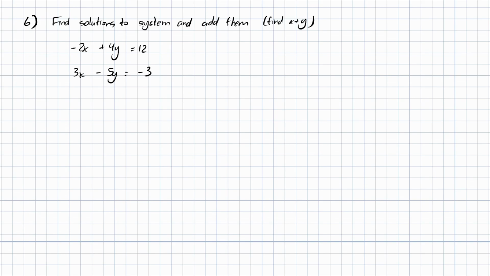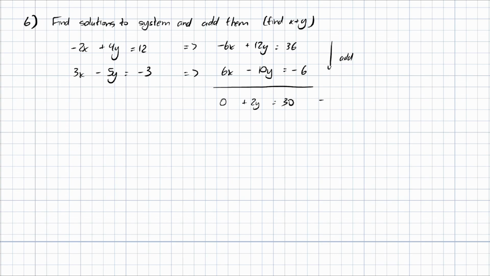Okay. So I want to eliminate one of these variables, right? Let's go for taking out x. So I am going to multiply this by 3, get negative 6x plus 12y equals 36. This would be positive 6x minus 10y equals negative 6. Okay. Now I will add these two together. I get 0 plus 2y equals 30, which means y equals 15.